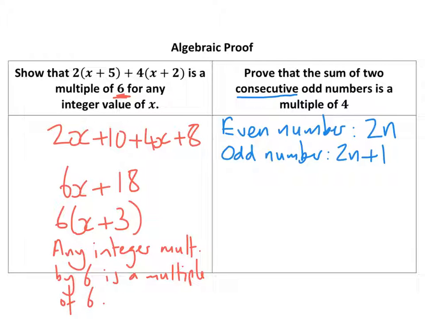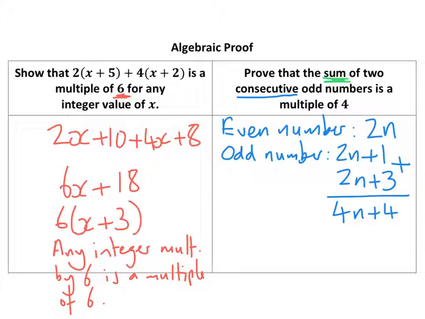Now consecutive means we want 1, then the next one. So the next one after that is going to be that, because 2n plus 2 would be an even number, of course, and so therefore 2n plus 3 is going to be the next one. Now it says, we've got an important word here, sum. Sum, you should know, means we add them up. And so when we add them up, we get 4n plus 4.